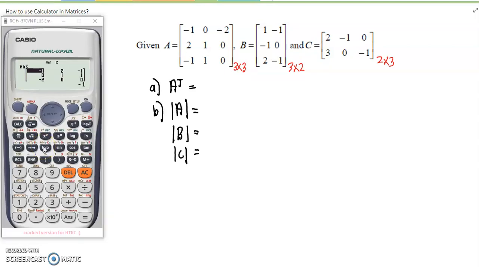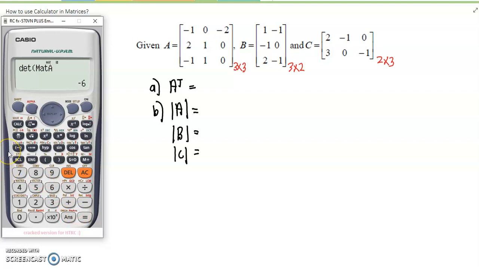Next we are going to find the determinant. We go to Shift 4. Determinant will be number 7. Then we select, let's say, matrix A. Shift 4, matrix A will be number 3. And then we press equal. So the determinant for matrix A is -6.